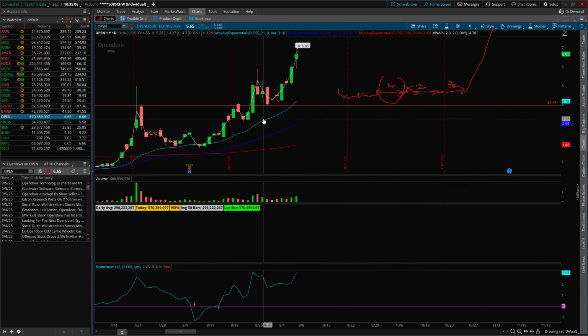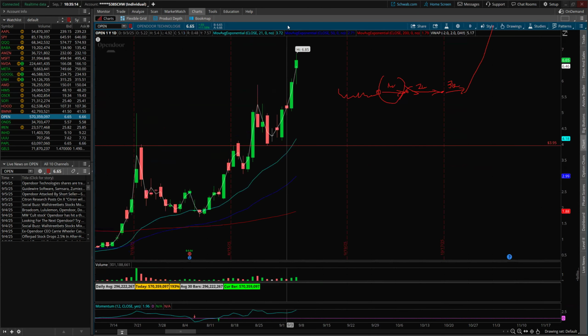Okay, the indicators I use are 20 EMA, 50 EMA, VWAP, 200 EMA. I honestly only use these 4 lines and I track volume. That's it. I don't really use anything else.